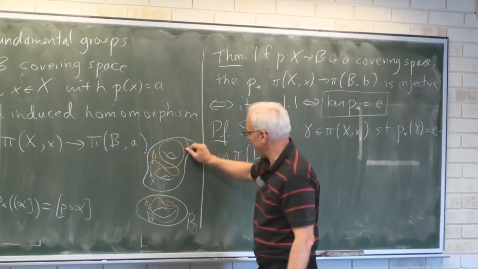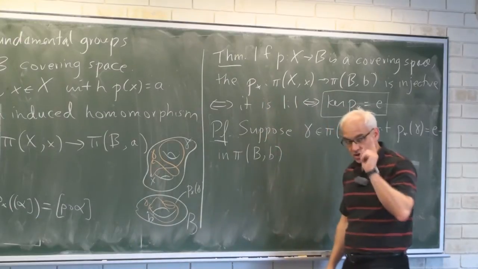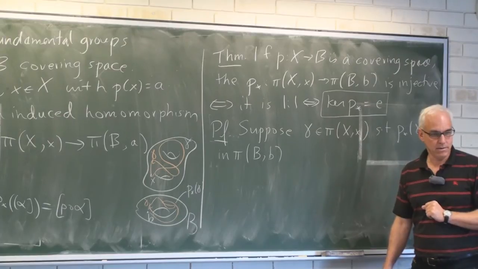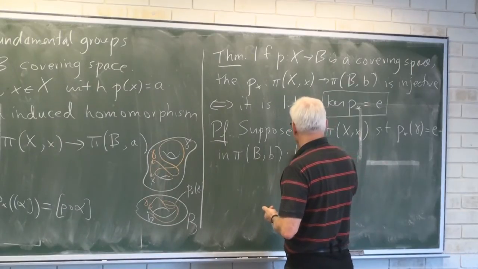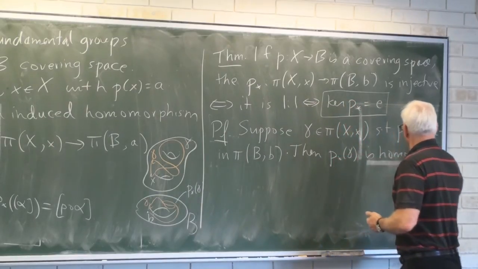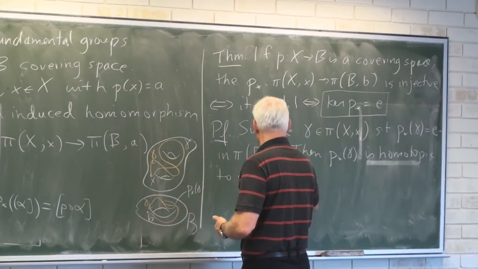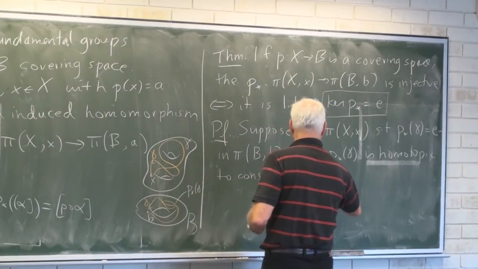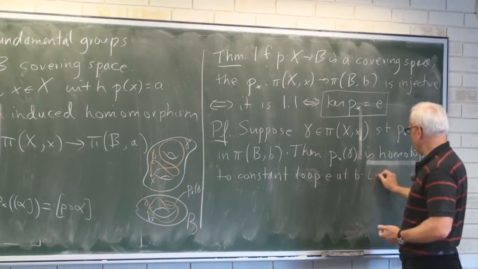Okay. So here's the path gamma that we started. Here's the image P star of gamma, which is just what you get by composing it. And we're assuming that P star of gamma is homotopic to the identity. Okay. So then P star of gamma is homotopic, okay, to the constant map or constant loop E at B. Let's let H be this homotopy.